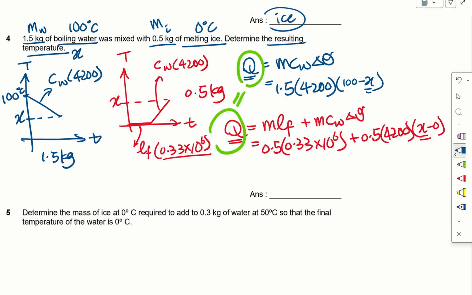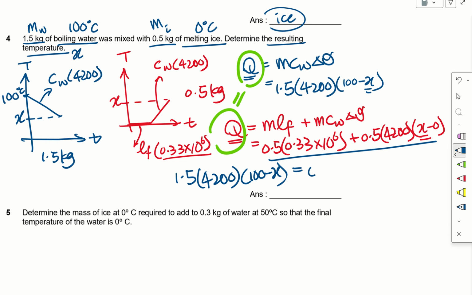I can form an equation: 1.5 × 4200 × (100 − x) equals this side, which is 0.5 × 0.33 × 10 to the power of 6 plus 0.5 × 4200 × x. Now let me do my calculation. Just be careful when you are doing this.